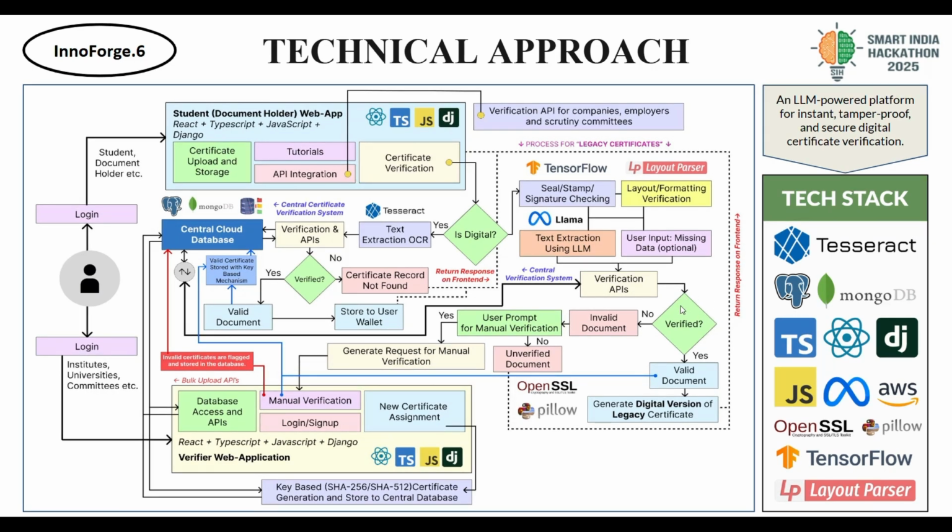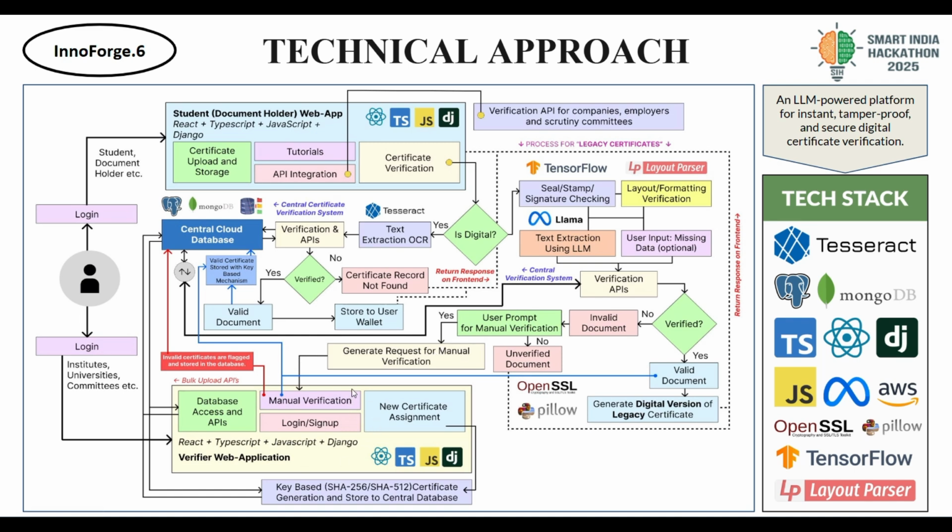So if the document is verified, we will consider it as a valid document and generate a digital version of that document. But if it is an invalid document, we would once again check, like if the problem was on our side, we will prompt the user for manual verification. Now, if the user says no, it will be considered as an unverified document. If he says yes, we will generate a ticket for manual verification, which will be given to the university.